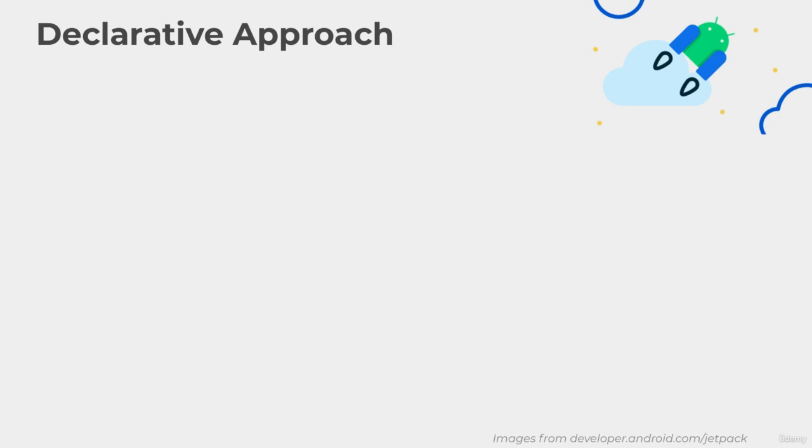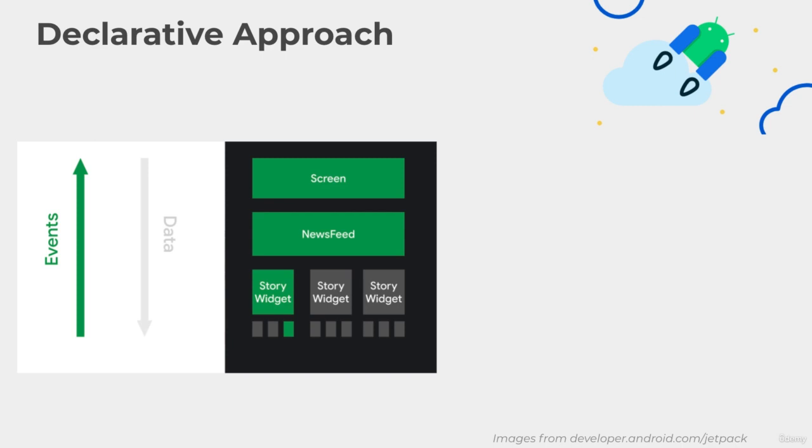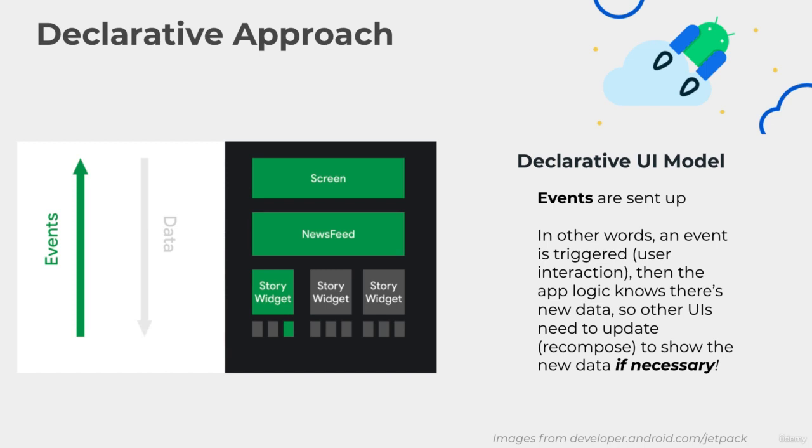That's really, really powerful. And on the other side, what happens is that events go up. What that means is that an event is triggered. For instance, if a user interacts with parts of a story widget, as you see in this diagram here, the app logic will know that there is an event happening, and it will know whether it is new data that's been sent out. That way, other parts of our user interface, other composables, will also be notified that something has changed. We need to do something if necessary. Again, that recomposition is happening here.